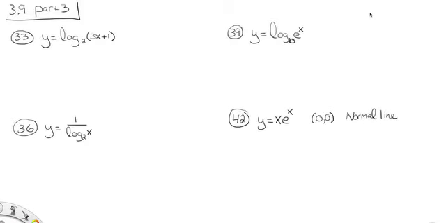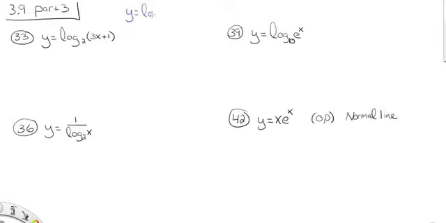So here we have part 3 of exercise 3.9, and it looks like we're going to stretch into at least one more part after this. So let's go ahead and take a look at what these 4 problems consist of. 33 is going to use the log base a rule, which let's quickly review.